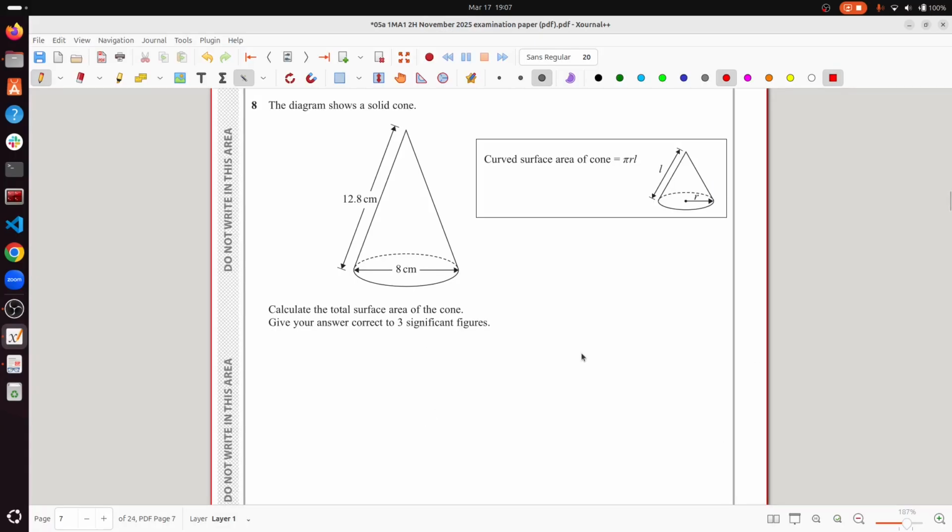Number 8 says, the diagram shows a solid cone. Calculate the total surface area of the cone. Give your answer correct to 3 significant figures. So our answer has to be in 3 significant figures, and they've given us the formula for the curved surface area of the cone. Now, for us to find the total surface area of the cone, we need to find the area of the entire surface, which they've given us as pi RL, and we need to add it to the area of the circular part, which is pi radius squared.